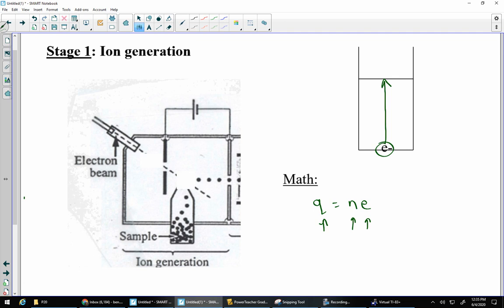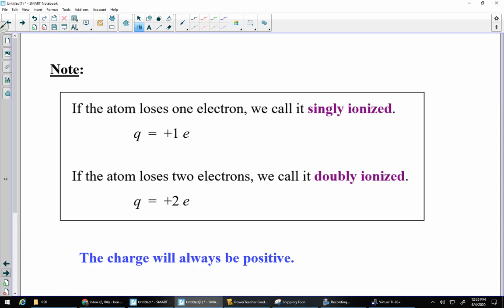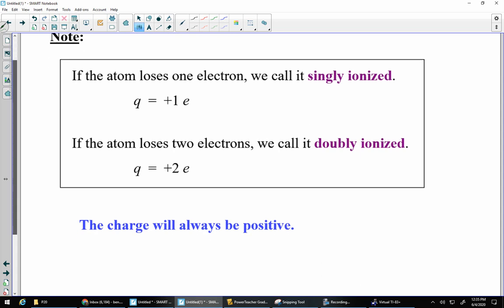Now, some terms that we want to look at might be on the next page here. Yeah, there they are. Singly ionized, doubly ionized. Singly ionized is a term you could probably guess. Singly ionized means it's kicked out one electron. So when we're using Q is equal to Ne, it's essentially 1 times the elementary charge. Doubly ionized is still Q is equal to Ne, except now we are dealing with 2 electrons being kicked out.